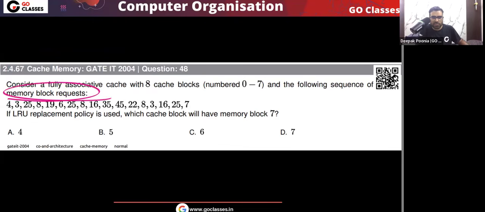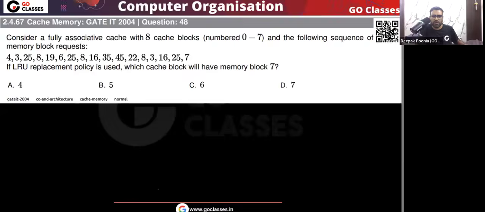Okay, you can see the block requests. If the LRU replacement policy is used, which cache block will have memory block 7? Means at the end, this memory block 7 will be present in which cache block? This is what the question is asking. Okay, so let's solve it. So we have a fully associative cache memory, and this is the block request sequence that is given to us. So in total we have 8 cache lines.